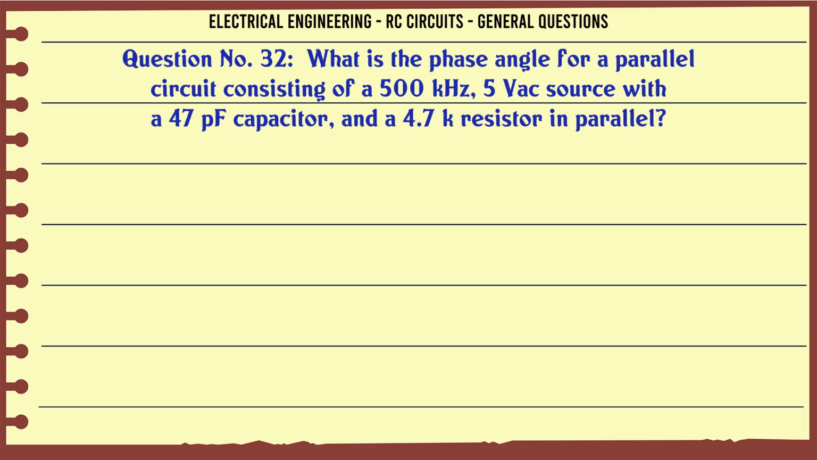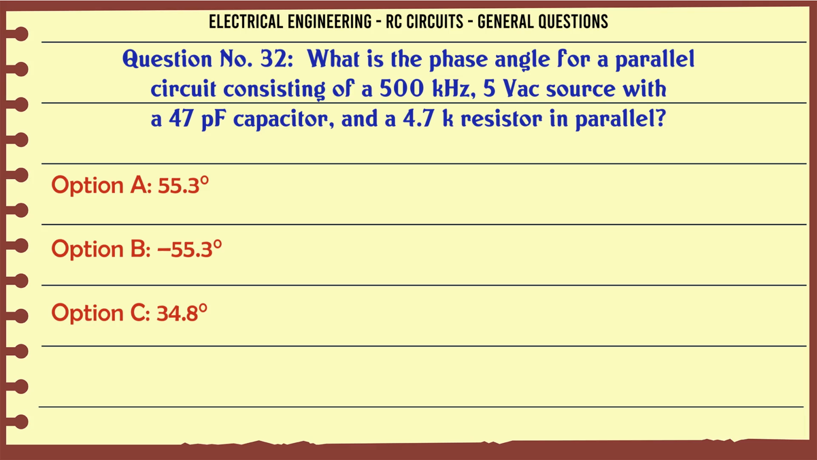What is the phase angle for a parallel circuit consisting of a 500 kHz, 5 V source with a 47 pF capacitor and a 4.7 kΩ resistor in parallel? A, 55.3°. B, -55.3°. C, 34.8°. D, -34.8°. The correct answer is 34.8°.